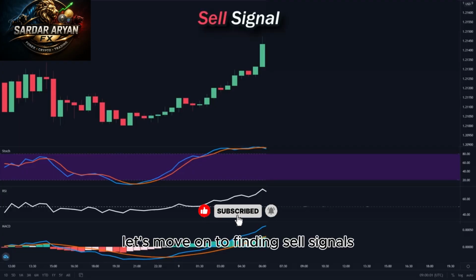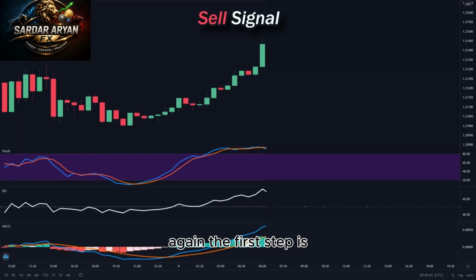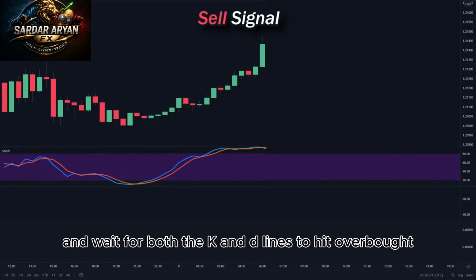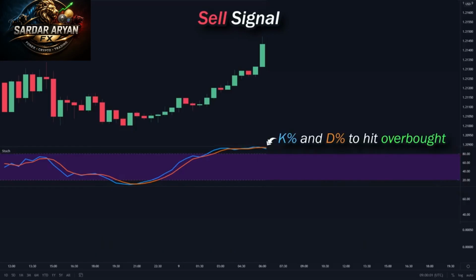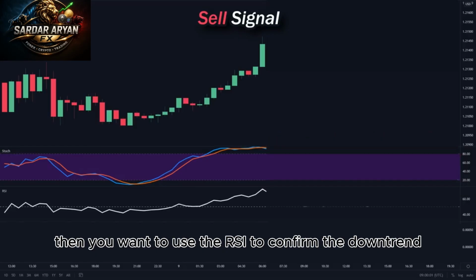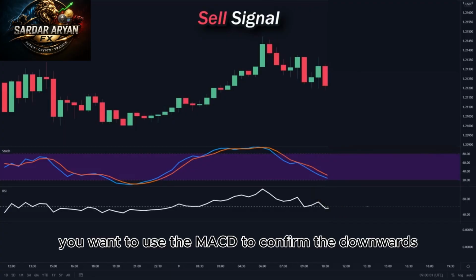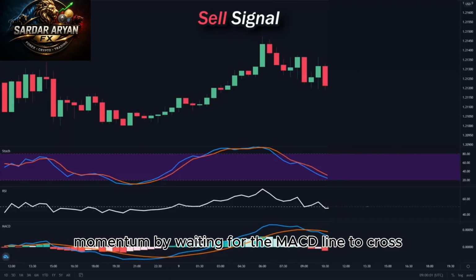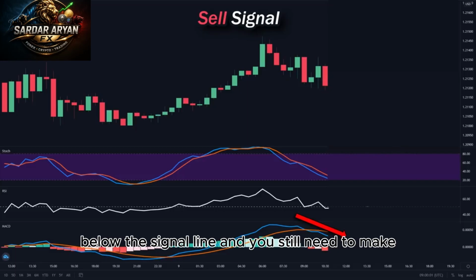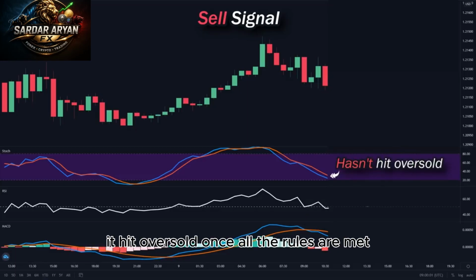Let's move on to finding sell signals. Again, the first step is you want to look at the Stochastic and wait for both the K and D lines to hit overbought. Then, you want to use the RSI to confirm the downtrend by making sure that it's below the middle line. The next step is you want to use the MACD to confirm the downwards momentum by waiting for the MACD line to cross below the signal line. And you still need to make sure that both of the K and D lines still haven't hit oversold.